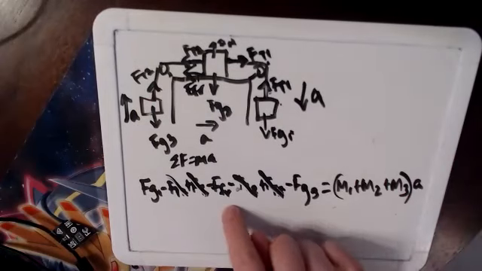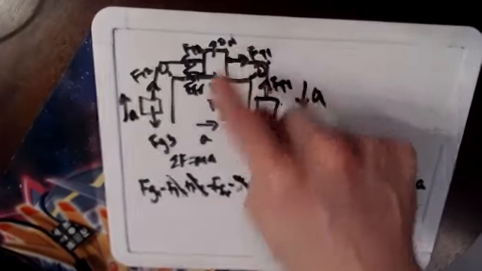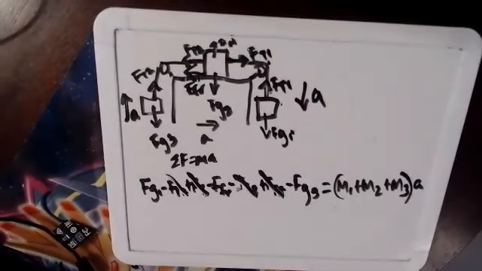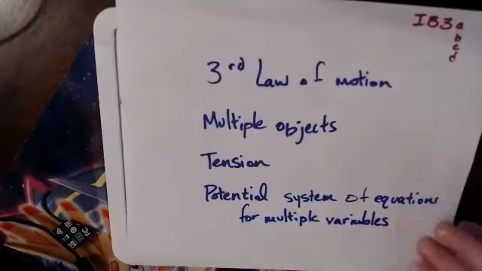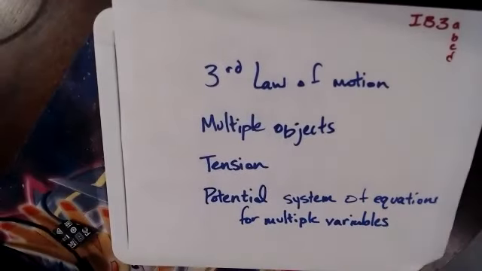The one substitution that you'd make is there's the force of friction right there. That's mu Fn. Mu Fn in this case, the Fn in this case is equivalent to Fg2. So that's how you would take care of that problem. And that would be multiple objects, tension, and a potential system of equations.